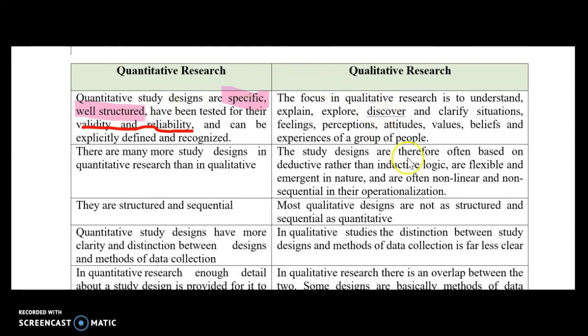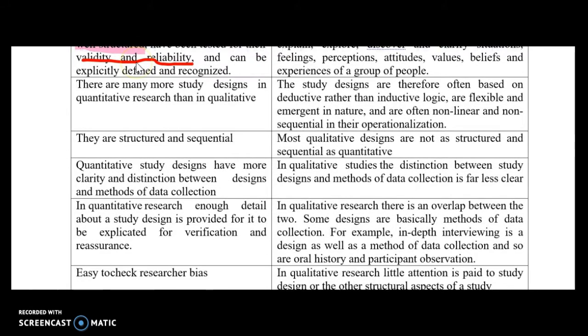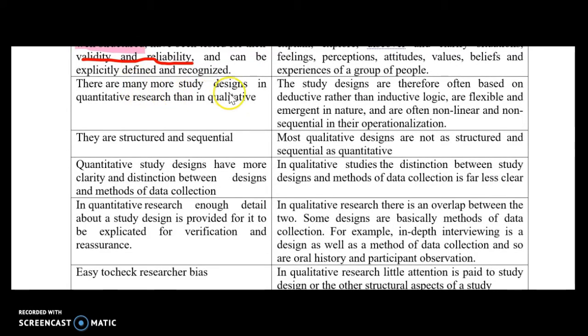Now, qualitative research, on the other hand, the structure is not very clear, because they are more about explore, explain, discover. So the clarity of the structure is less when it comes to qualitative research. In quantitative research, there are many more studies designed compared to qualitative research.